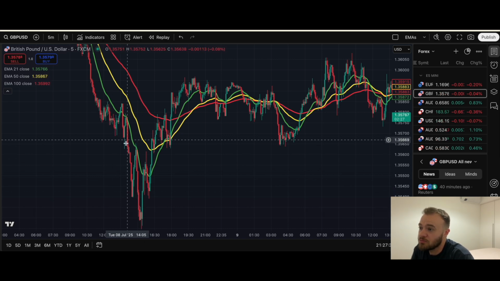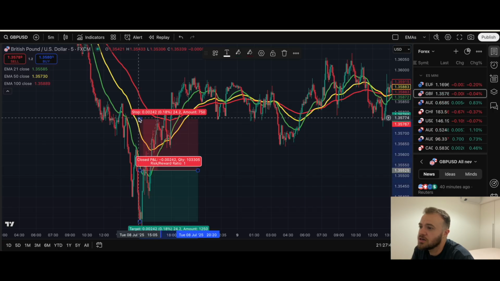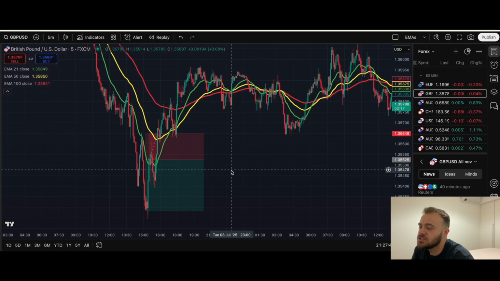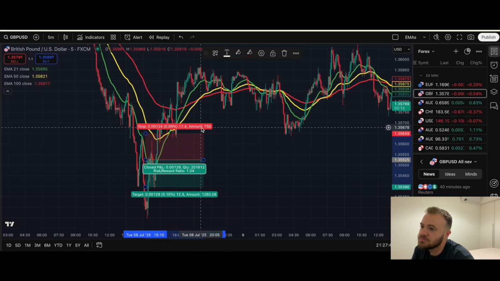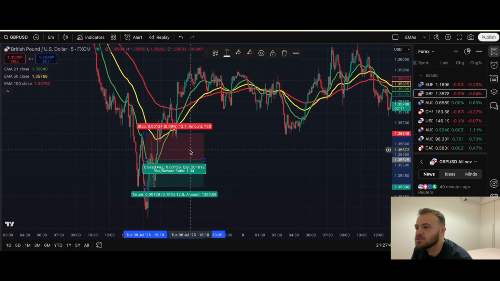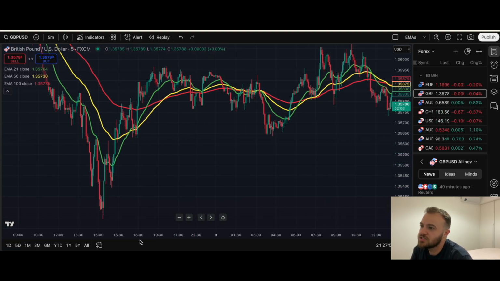Price had a really strong pullback here. Maybe you entered another trade here-ish. Really want a candle close. And let's say you target this. So get a nice 1-to-1. Here's some options for you.